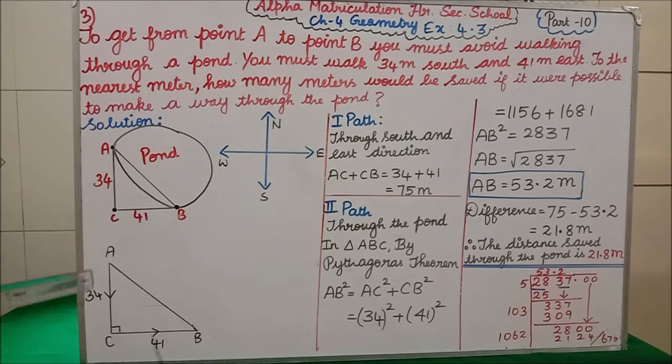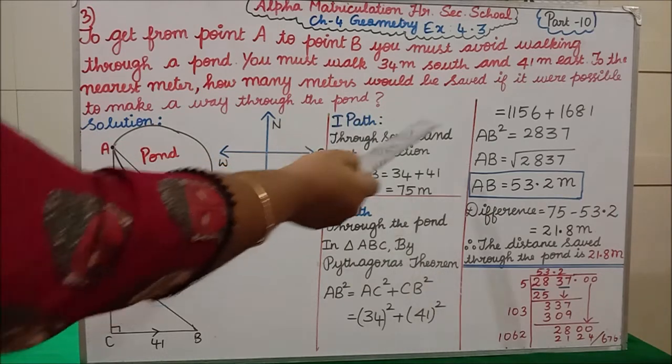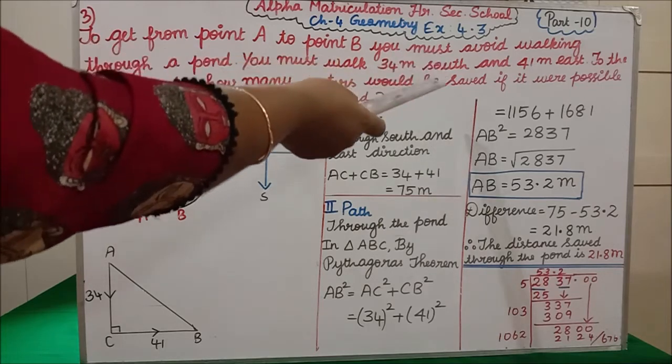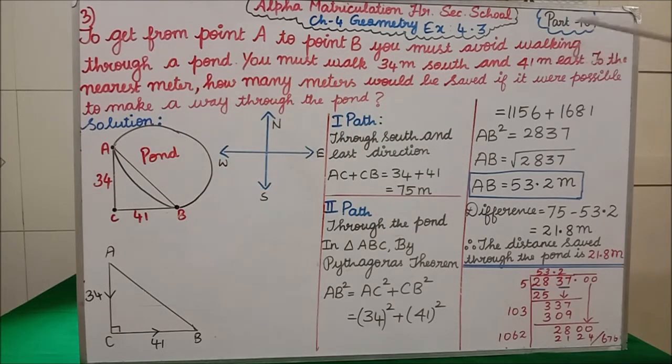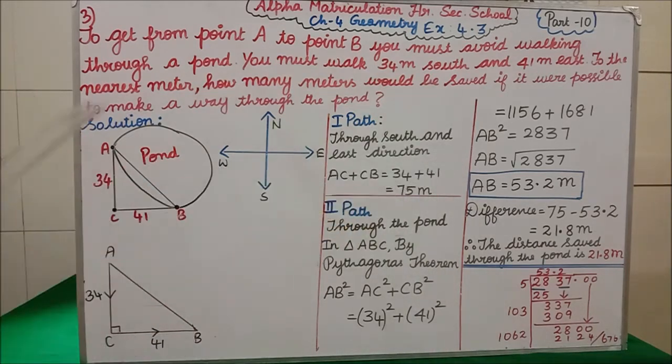Okay, now I have drawn this triangle for the Pythagoras theorem. See here, 34 meters, here 41 meters I have drawn. Okay, for the first path I have written south and east direction. That is what they have given. You must walk 34 meters south and 41 meters east. So the first path I am taking through south and east direction, which means what? AC plus CB.